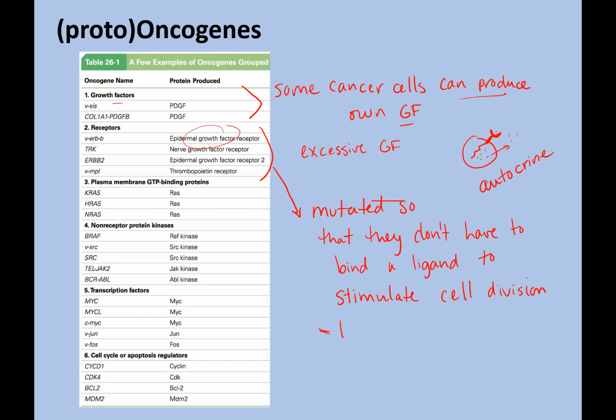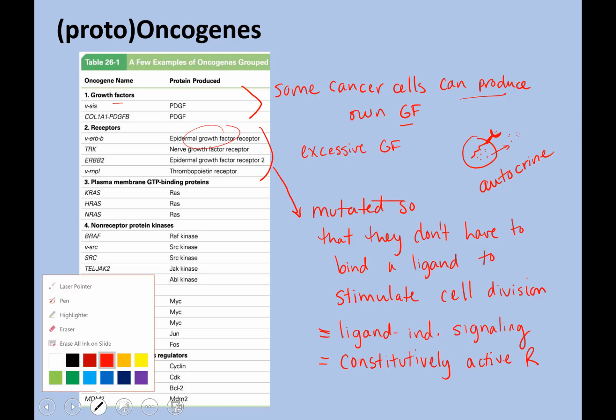This is called ligand independent signaling, because the cell signal is happening independent of the ligand. And this is also called a constitutively active receptor. That means it's always on. It's not waiting for the signal to tell it to be on, it's always on. So you can have cancer cells producing their own growth factors or excessive growth factors, or the receptors that bind to these growth factors work without even having to bind to the growth factors. Let me erase this.